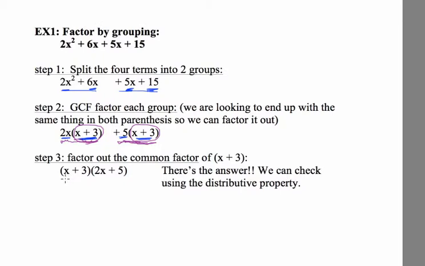The x plus 3 gets pulled out and put in front, and then in parentheses is the leftovers, the 2x and the plus 5. And there's the answer, x plus 3 times 2x plus 5. I can distribute this to check and see if I'm right. And that matches up with the beginning, so I'm correct.